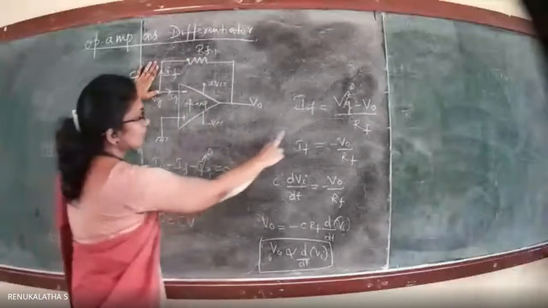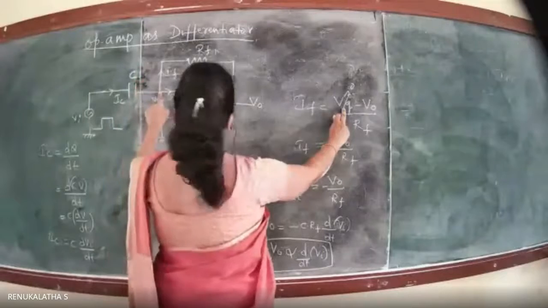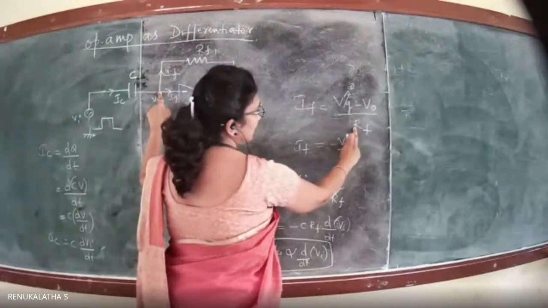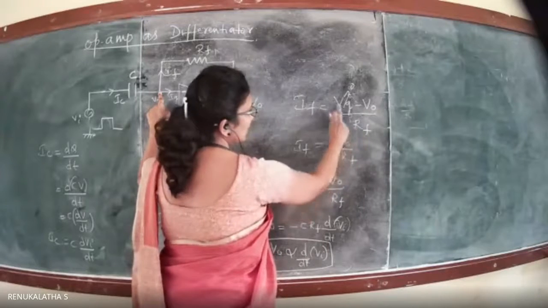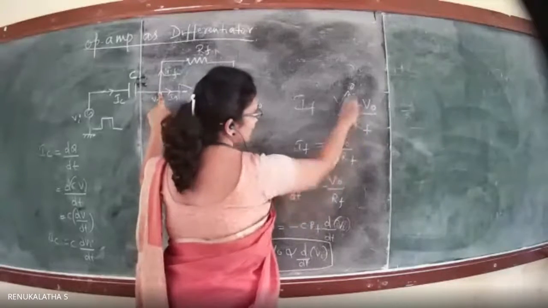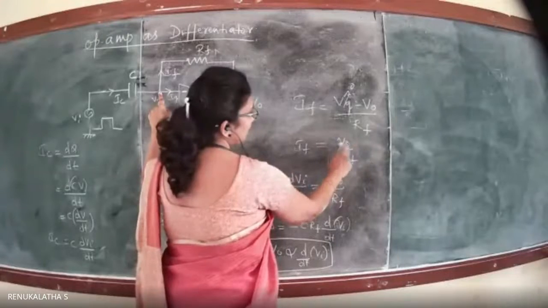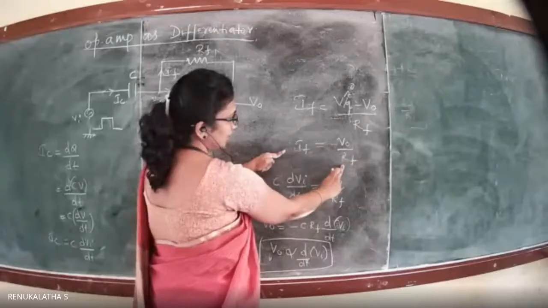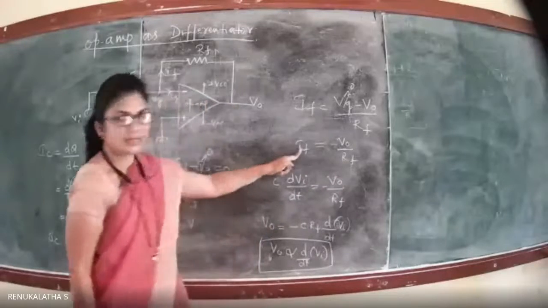So hence we are finding IF, which is equal to the potential difference across the resistance divided by the resistance. The potential difference is Vg minus V naught. Vg is 0, hence we are left with minus V naught divided by Rf. So IF is equal to minus V naught divided by Rf. I hope it is clear.